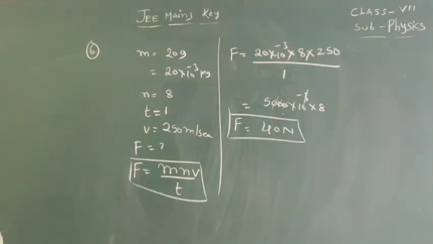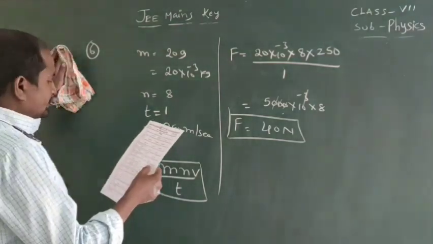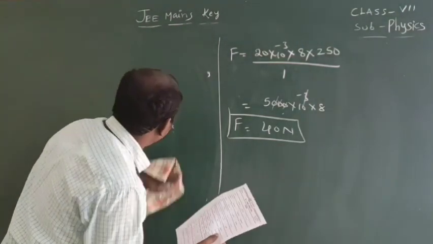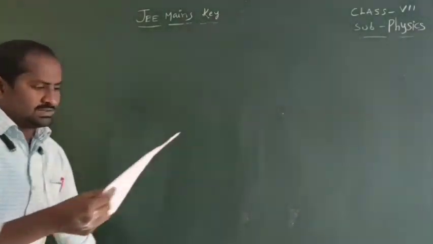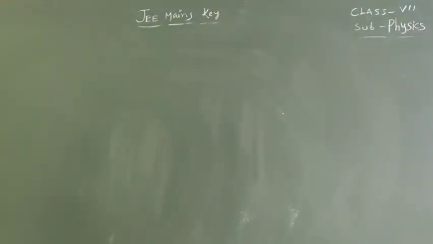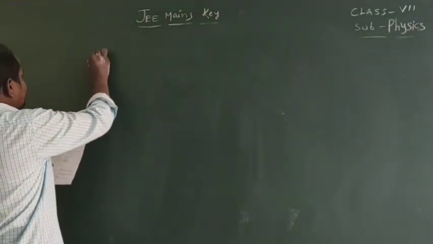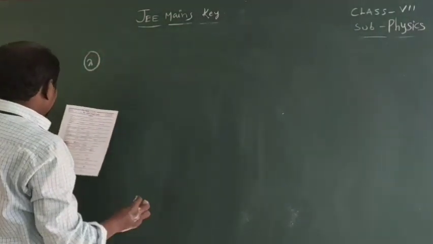Okay. Next, question number 7. A gun of mass 40 kg fires a bullet of mass 8 grams moving with velocity 100 meter per second. Then find the recoil velocity of the gun. According to the law of conservation of momentum, total momentum is constant.